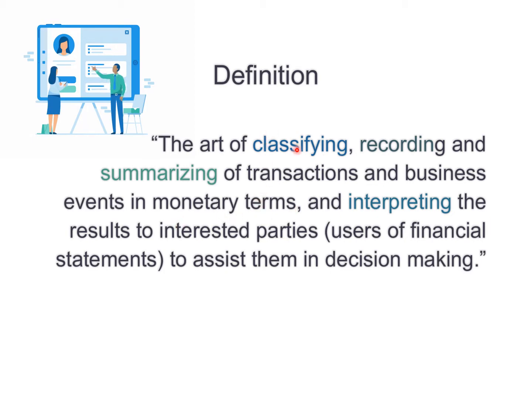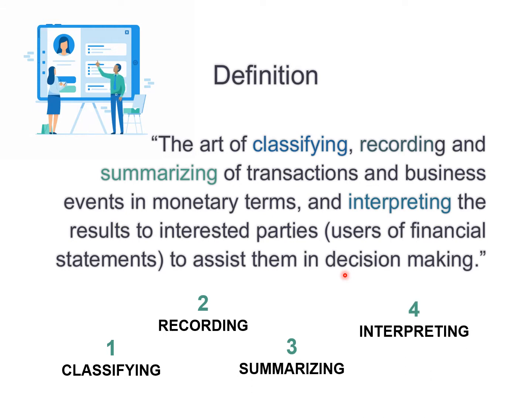And then all those yang kita dah classify, record and summarize tu, kita akan interpret dia untuk bagi kepada interested parties, which is the user of financial statement. Kenapa? Sebab kita nak help them in making decision. Right? So, dalam definition ni, kita boleh katakan in accounting, they should have classifying, recording, summarizing, and interpreting. Okay, semua ni berkaitan dengan record keuangan. Right? So, you akan classify those records, and then you akan record dia, classify the documents, record the documents, kita akan summarize, and then kita akan interpret. So that will be the definition of accounting.